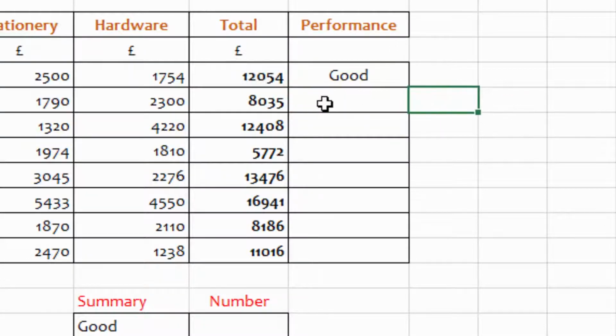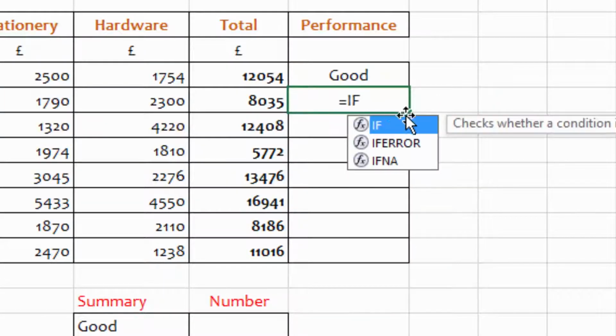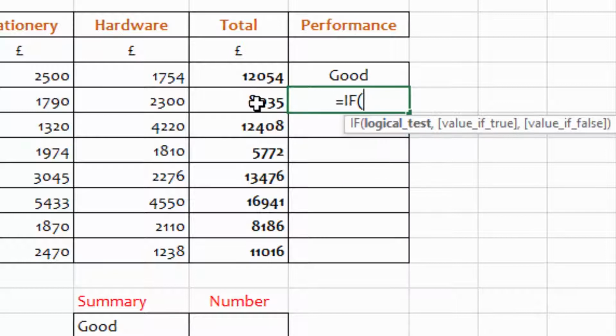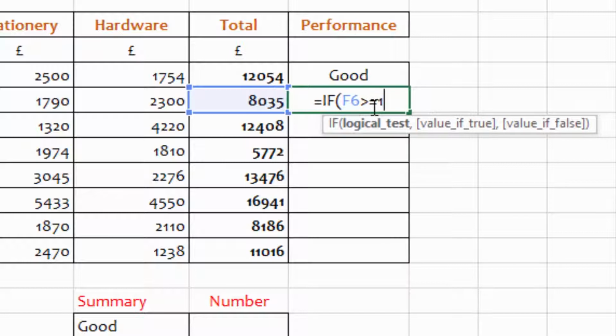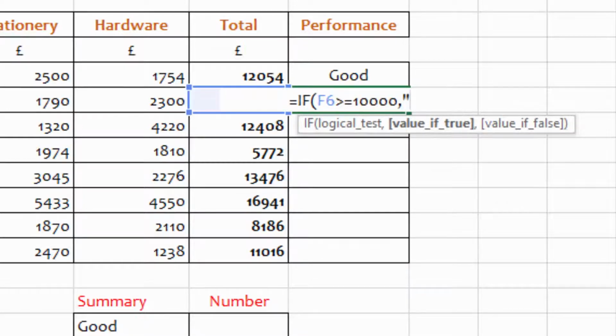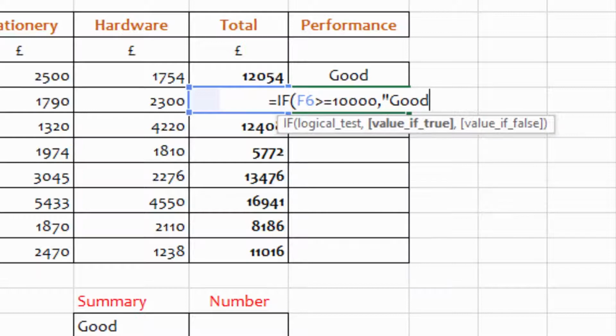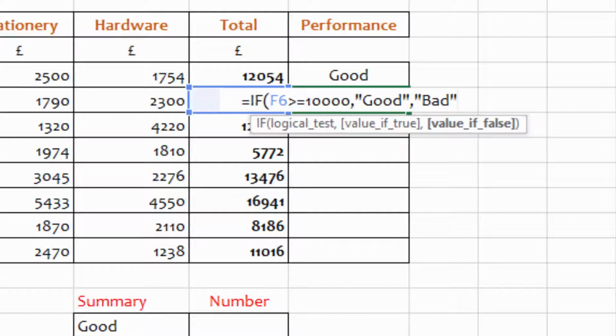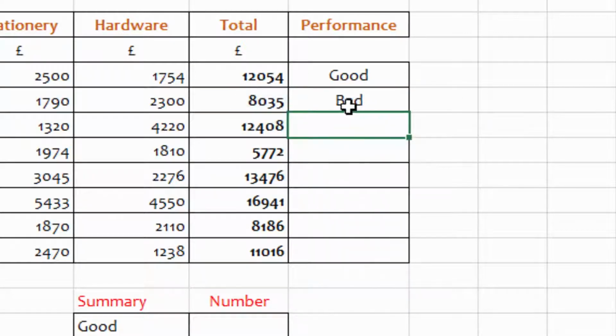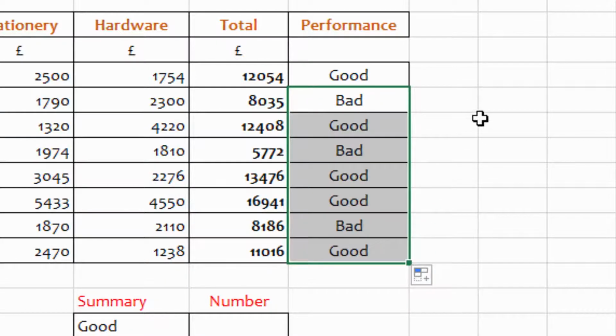Just like that. I can do this again for you to see also. Equal sign, double click if here, click the value, check if it is greater or equal to 10,000. If it is true, if it is greater or equal to 10,000, write good. If it is not, then write the word bad. Then close with a bracket, press enter. I will go to the previous result, point to the formula handle, drag it downwards.